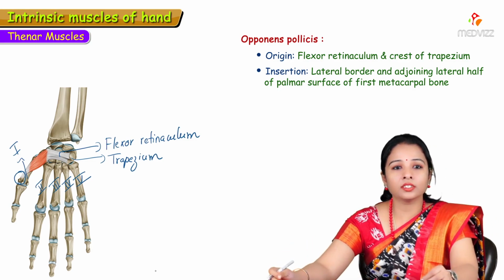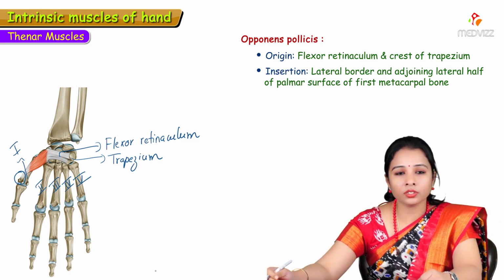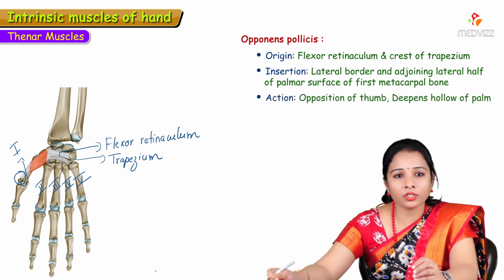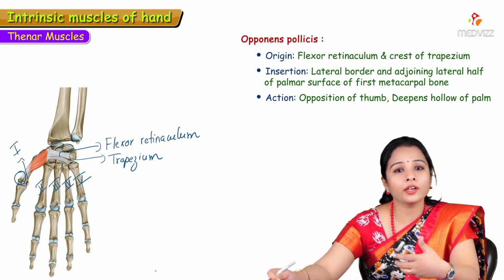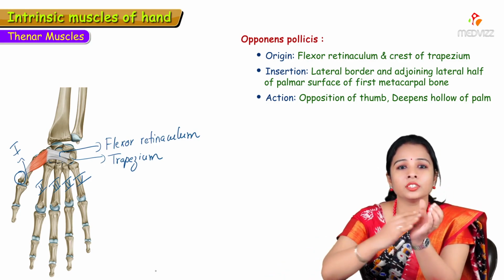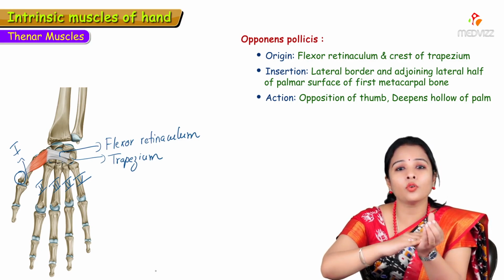So that is the insertion of the opponens pollicis, and action of opponens pollicis is opposition of the thumb, as I told earlier, and also because of opposition, you can see it deepens the hollow of the thumb.